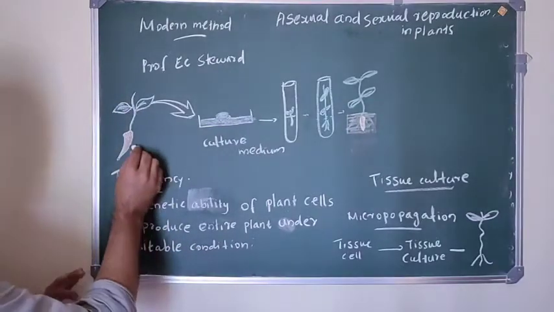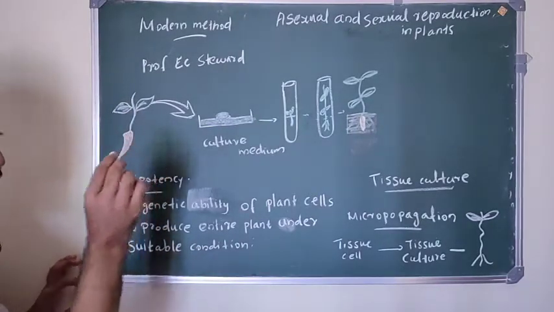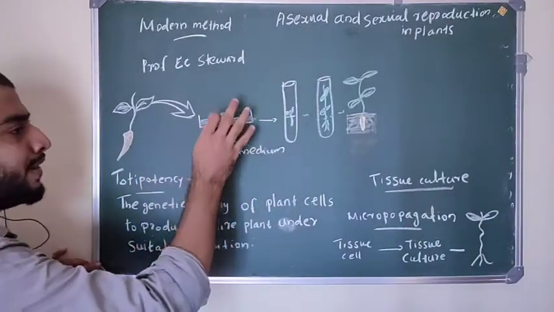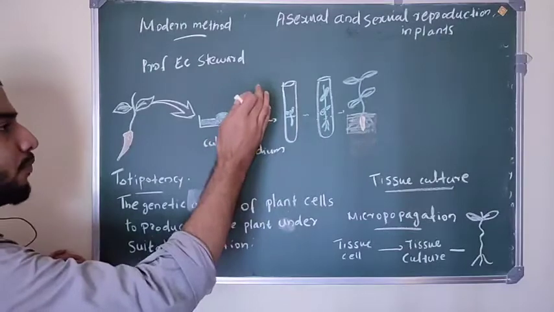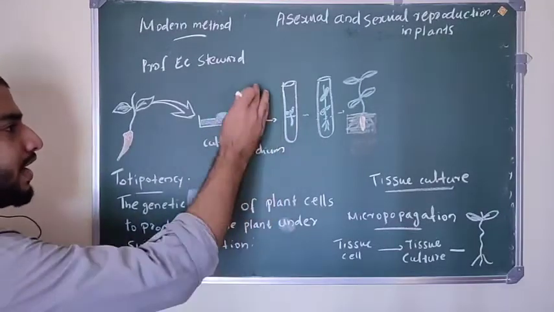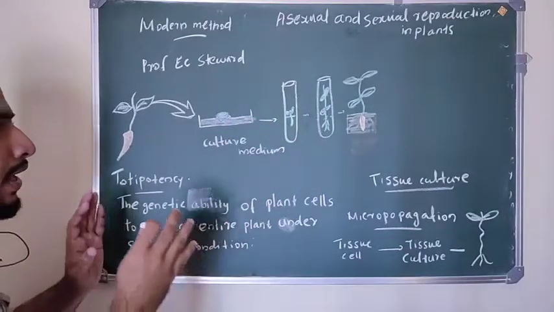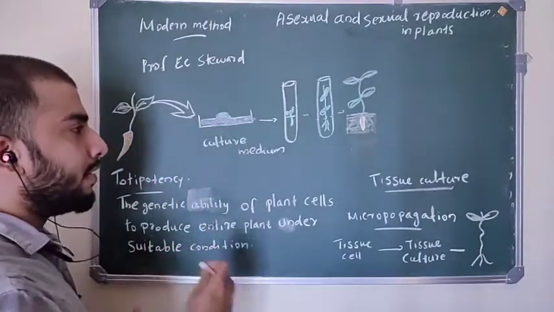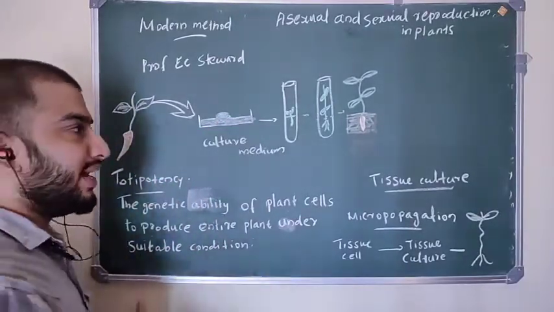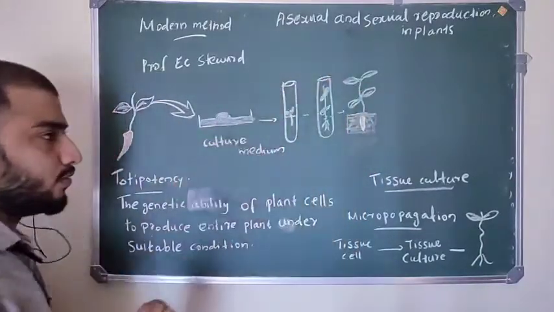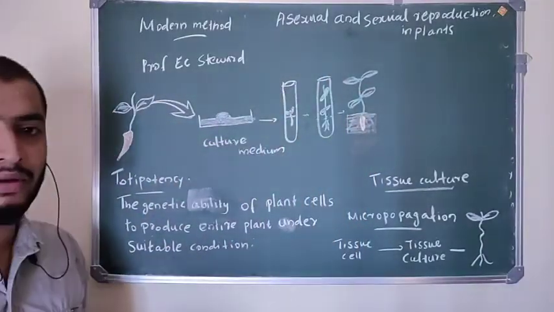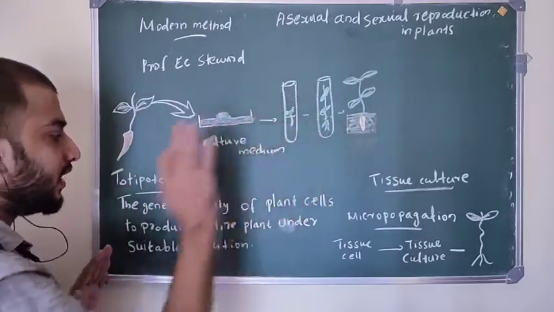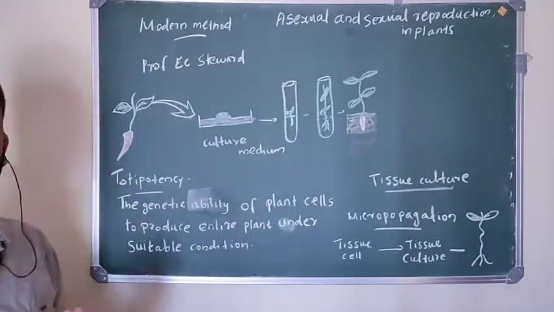So here you see a carrot plant. We took the carrot plant cells and put them in culture medium, and also maintained controlled condition. We provided sterile condition and gave hormone treatment. Then you observe that these cells divide and multiply and become a complete plant. So what is the ability behind this result? Totipotency of the plant cell.